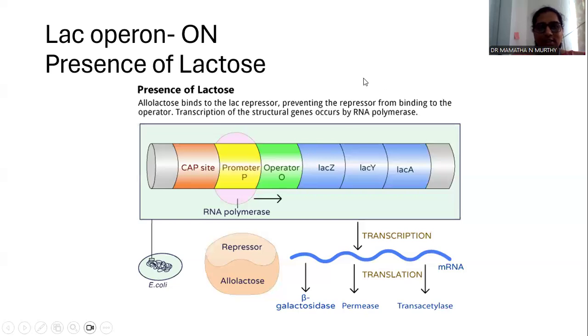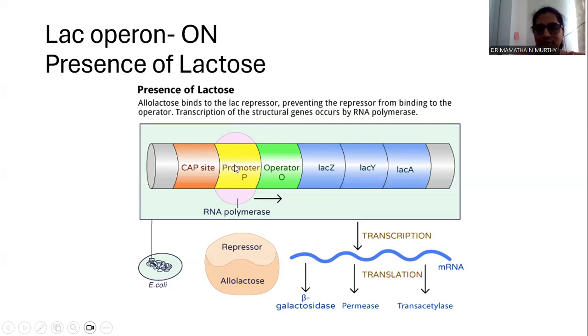In the other case, there is an absence of glucose and lactose is available as the secondary source of energy for the bacterial cells. So now what happens? To metabolize this lactose, the lac operon gets switched on. Now the lactose or its isoform allolactose will bind to the repressor molecule. So now the promoter and operator regions are available for the binding of RNA polymerase. Basically, RNA polymerase binds to the promoter region.